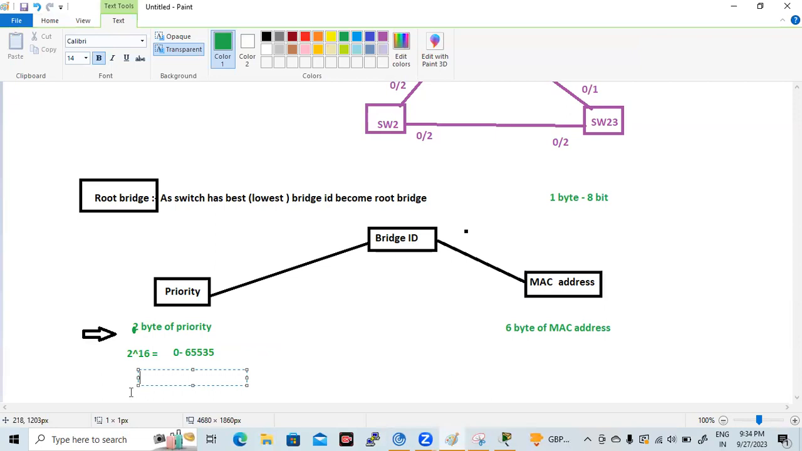Third point here: the default priority is 32768. It is default for everyone. Whatever number of switches we have, suppose 100 switches or 10 switches, if they are Cisco switches, the default priority is 32768. It is default for everyone.